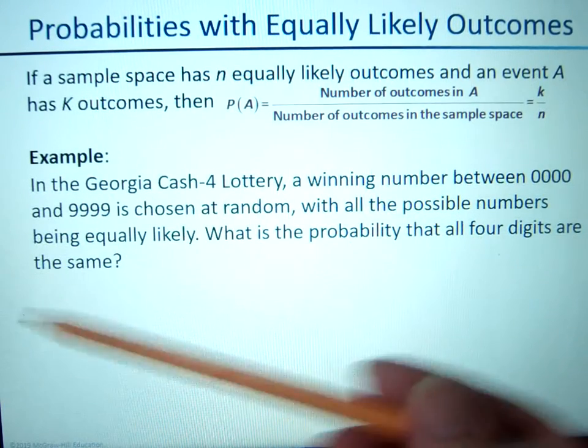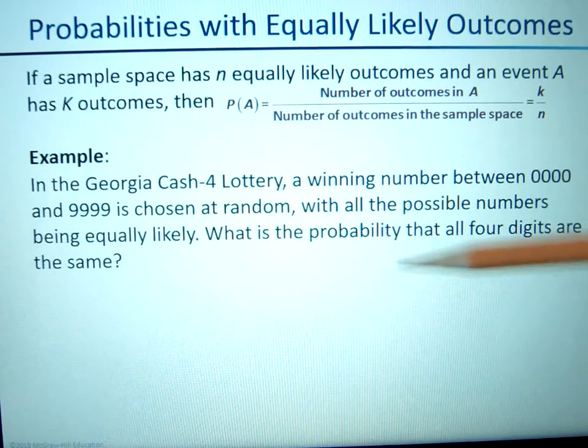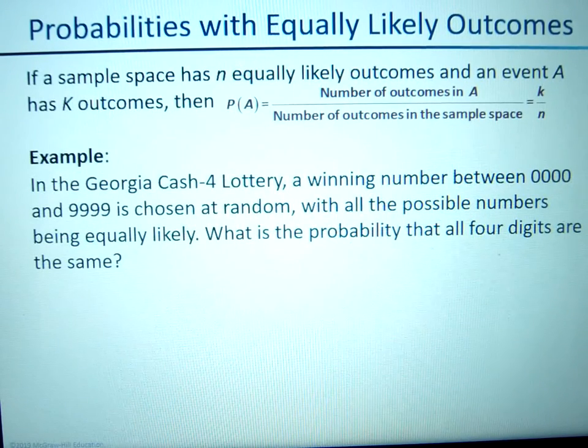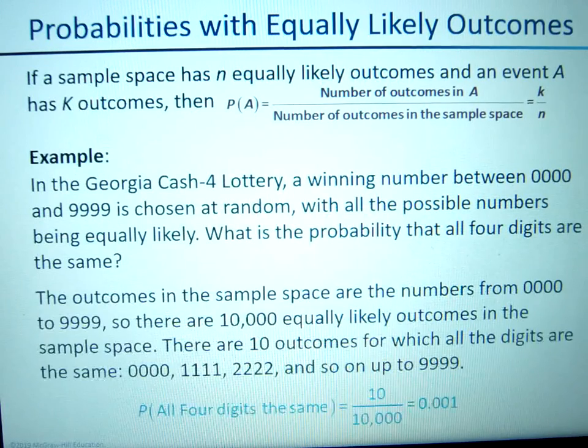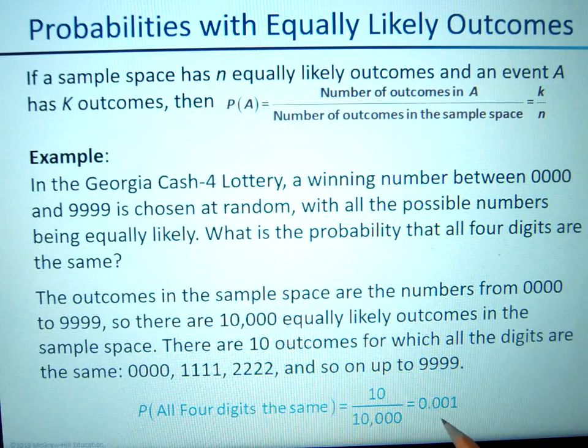So you could get 0000 or 1111 or 2222, and you do that and you'll see you have 10 times that you could possibly get all the numbers that are the same. So you're taking a look at the possibilities. The total possibilities are 10,000, and the probability of the event would be 10. So if you put 10 over 10,000, the probability that you will get all 4 digits the same is going to be 0.001 or 1 thousandths.